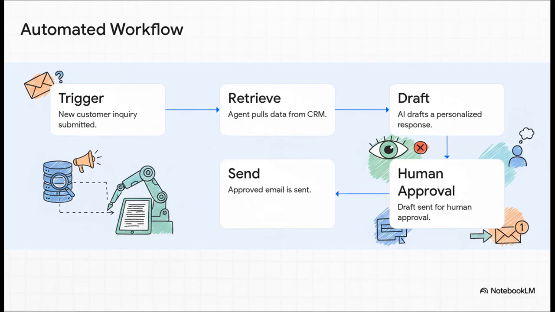Here's a perfect example for a business. A new customer inquiry comes in, that's the trigger. An AI agent automatically pulls that customer's info from the database. Then, a grounded AI drafts a personalized reply. And here's the crucial part. It sends that draft to a human for a final look before it goes anywhere. It connects all the systems and keeps a human in the loop for quality control.